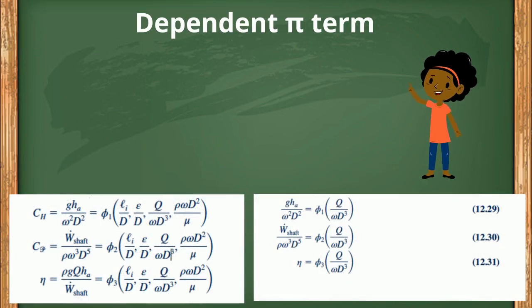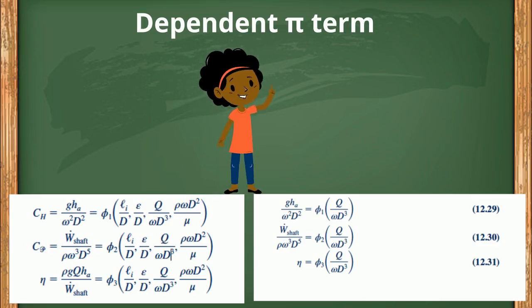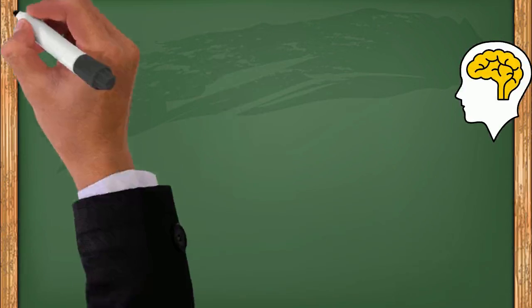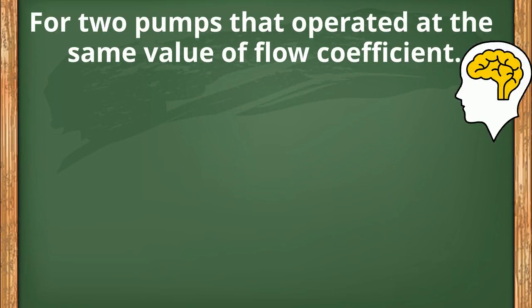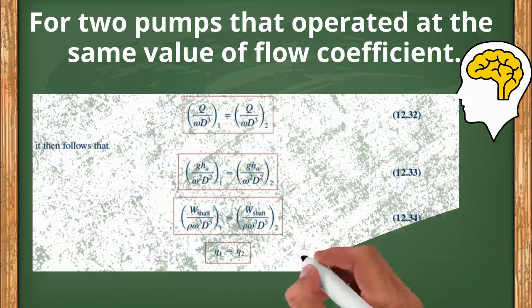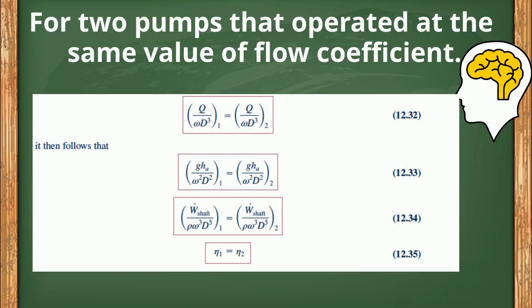The last pi term in each of the equations is a form of the Reynolds number that represents the relative influence of viscous effects. When the pump flow involves a high Reynolds number, as is usually the case, experience has shown that the effect of the Reynolds number can be neglected. Two pumps that operate at the same value of flow coefficient. Using the dimensionless parameters, the flow coefficient, we can see that these three equations provide a desirable relationship among a family of two pumps which have the same shape.